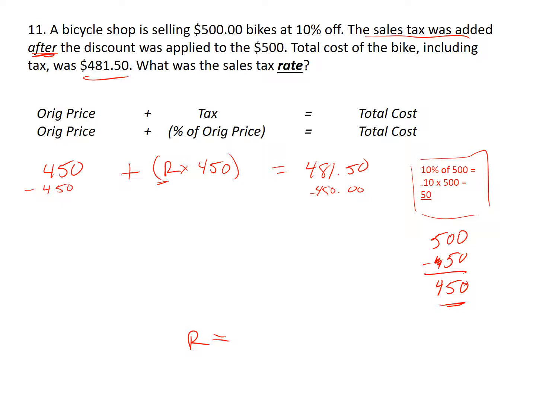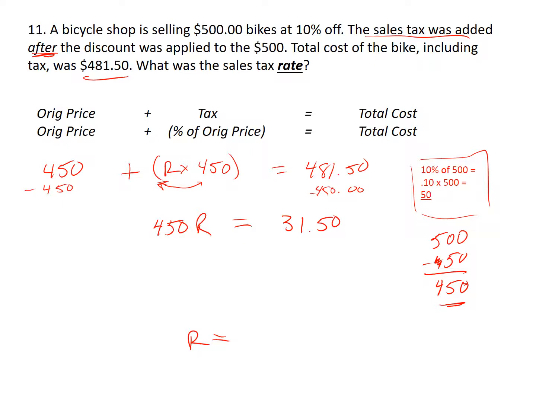Now let's write it again and clean it up. Remember, we said when there's a variable and a number, the number goes first. So this is going to be 450R, is the way I would write it, equals the 481.50 minus the 450. That should give us 31.50.